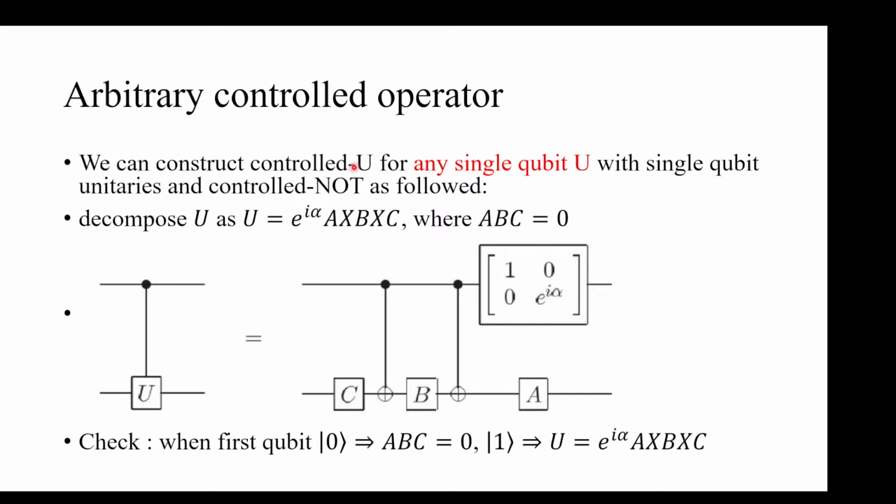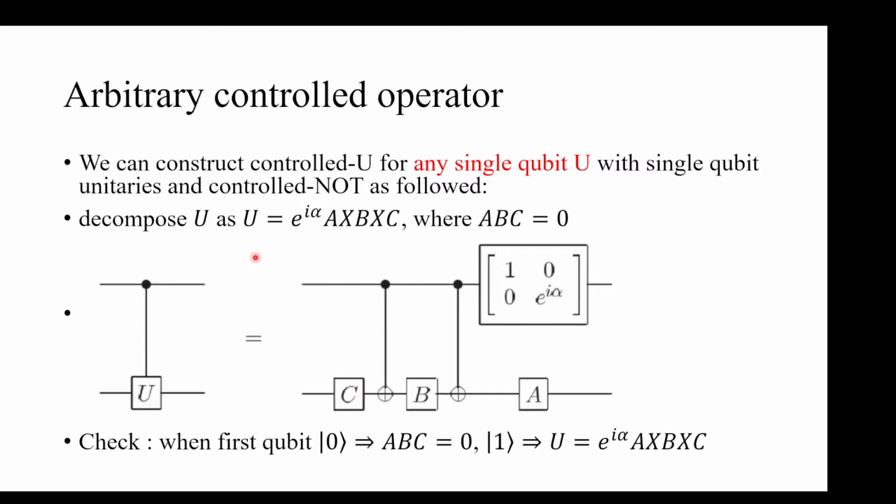So we have any single-qubit unitary U, and we want a controlled version of it. We want to do control-U, which means that if the first qubit is 0, you do nothing, and if the first qubit is 1, you apply the gate U. How we did this is with the decomposition U equal to e to the i alpha A X B X C. This is exactly what we just did.